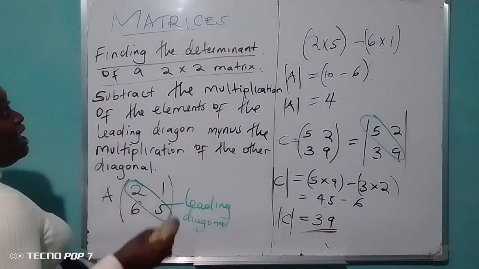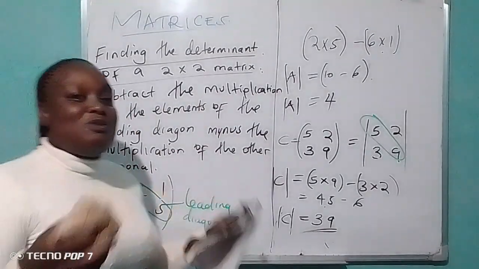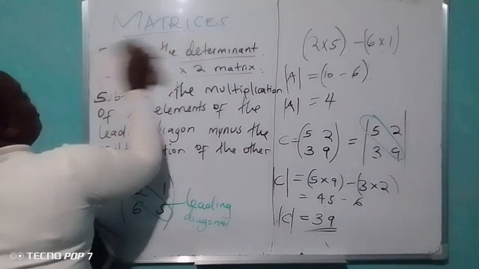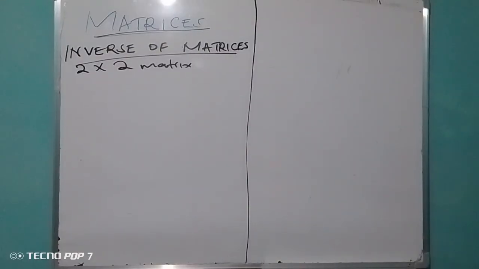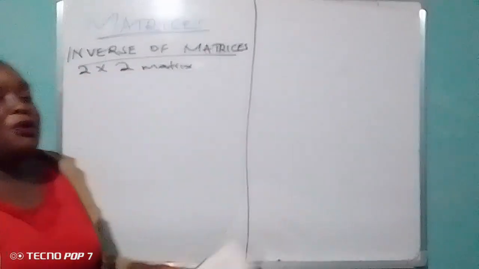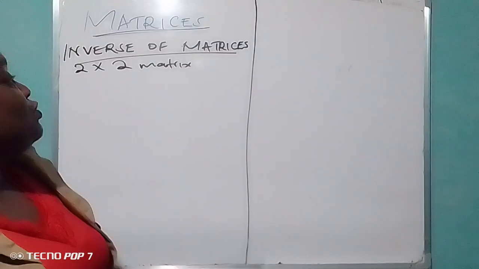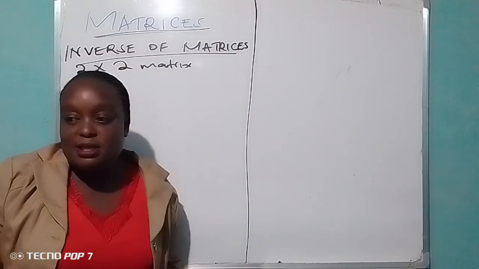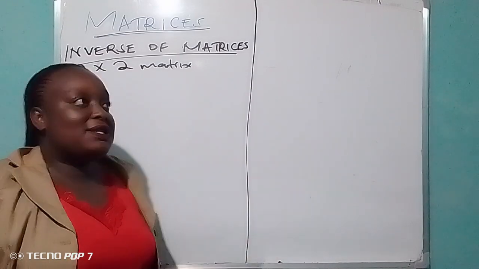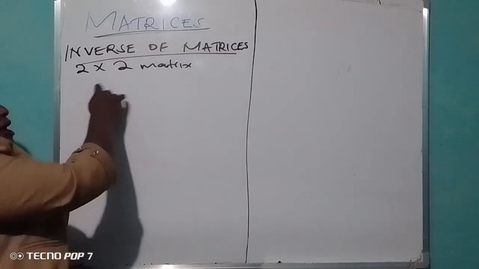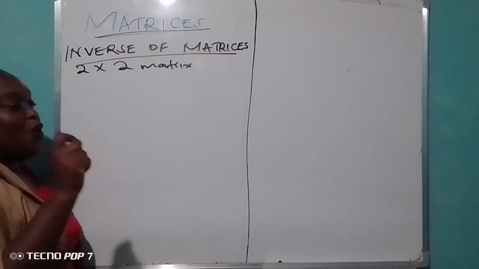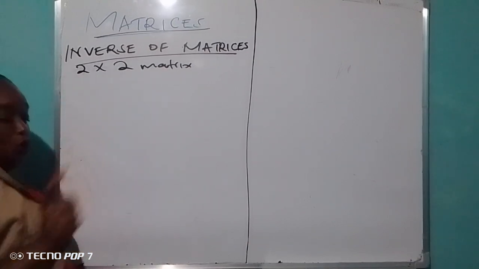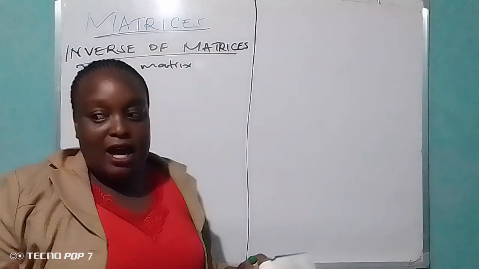Okay, so what to see? Inverse of a matrix. So inverse of a matrix is like finding the reciprocal of a matrix. So we want to do the inverse of a 2 by 2 matrix. We'll start with a 2 by 2 matrix, and then we go to a 3 by 3 matrix. And we said, when I say a 2 by 2 matrix, it is a matrix of order 2 by 2. It has 2 rows and 2 columns. That is just a revision.